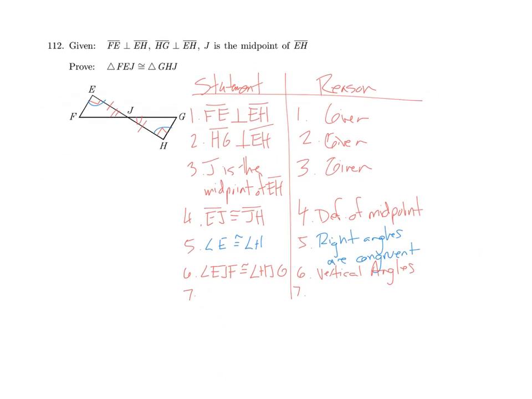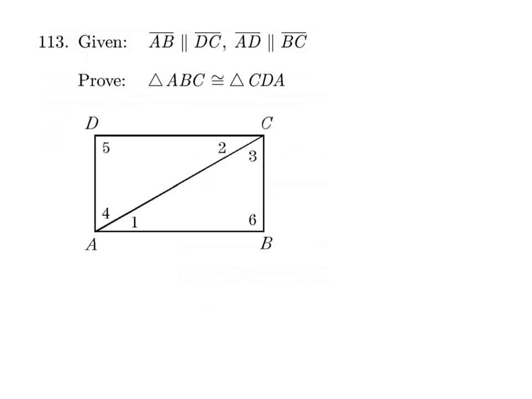Okay. And for part 7, I can prove the triangles are congruent now. By what reason? Angle, side, angle. Done.